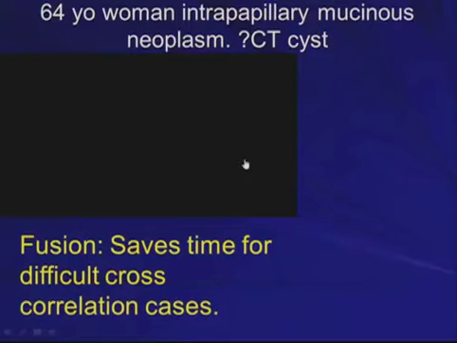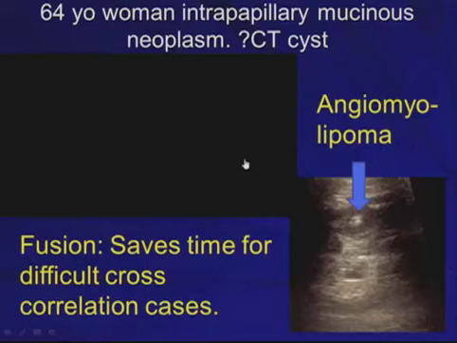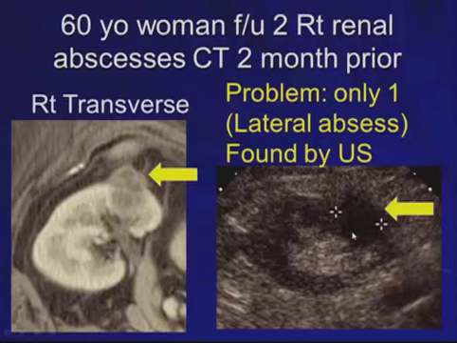So fusion saves time for difficult cross-correlation cases. And here is just a still image showing that angiomyolipoma, because once you find it quickly with the ultrasound co-registration, then you can improve your window and sort of optimize it for the still image.